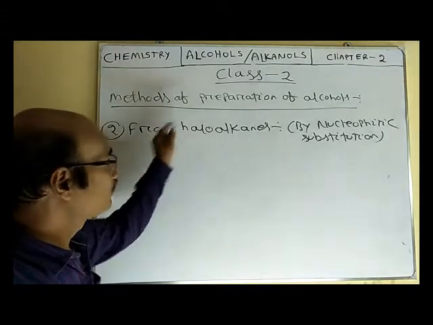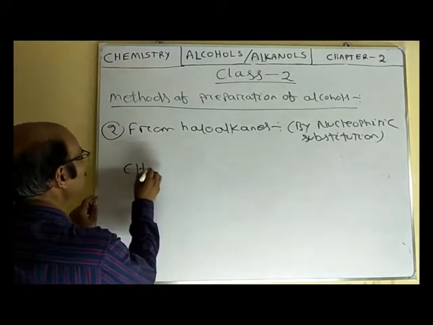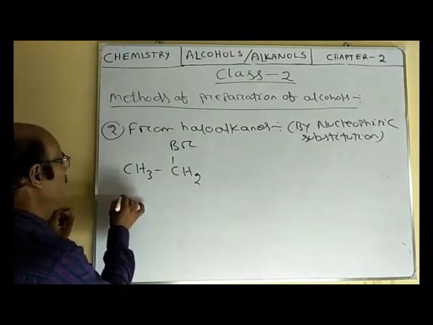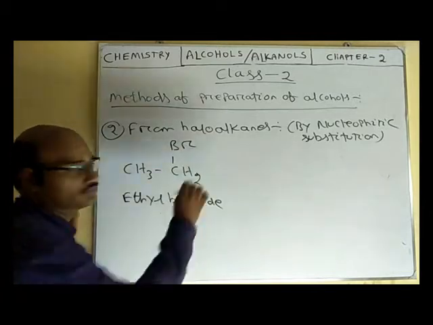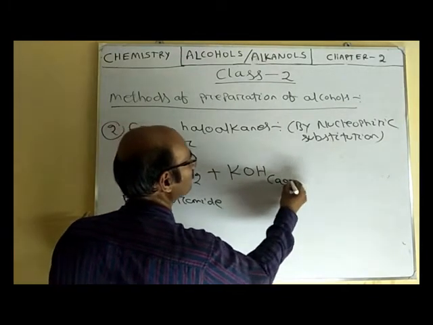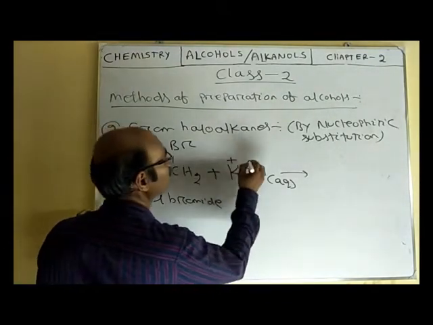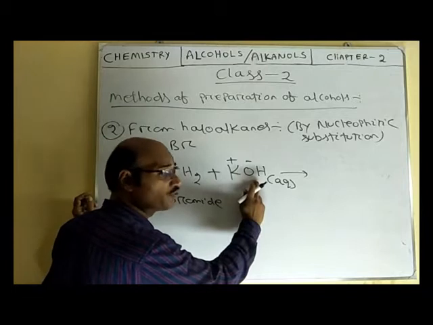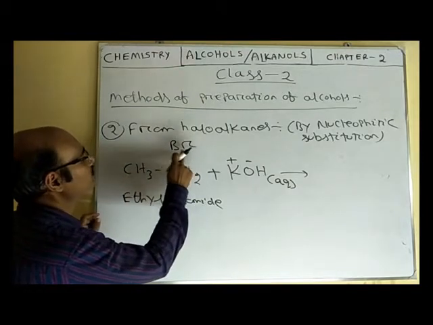So how can you prepare alcohol from haloalkane? Very simple. If I take CH3CH2Br, called ethyl bromide, and now I take aqueous KOH, this aqueous KOH will give you K plus and OH minus. Now this OH minus is a strong nucleophile.